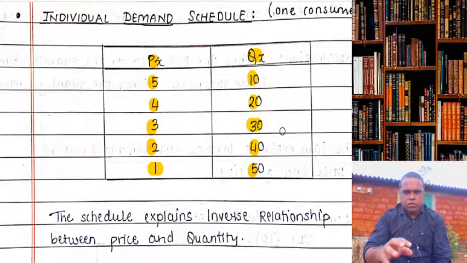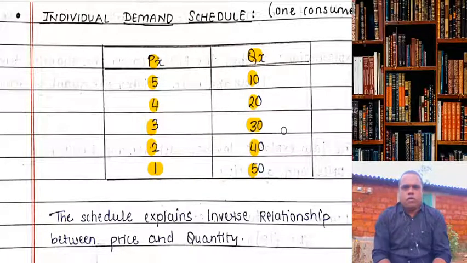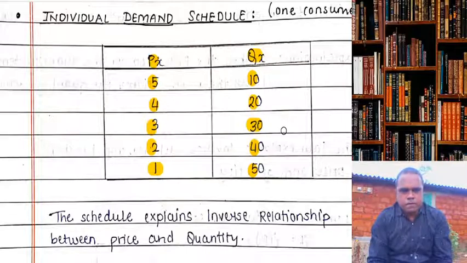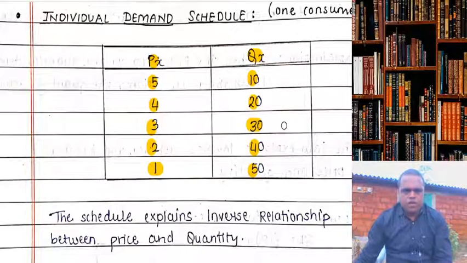The table, children, tells you the basic principle of the law of demand. And that basic principle says that there is an inverse relationship between price and quantity demanded. Here children, if you see the prices, we are reducing the prices, and then we observe that the quantity demanded has kept on increasing.